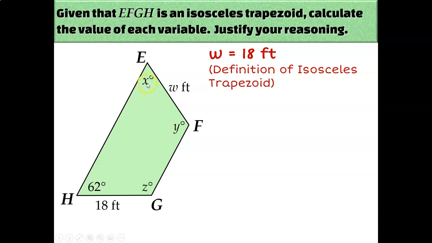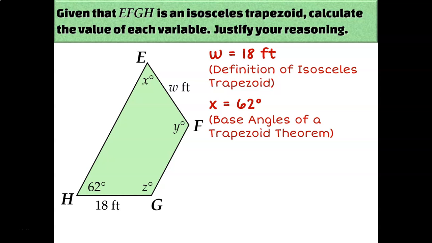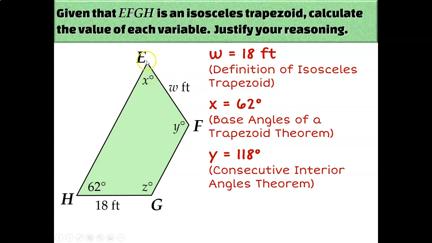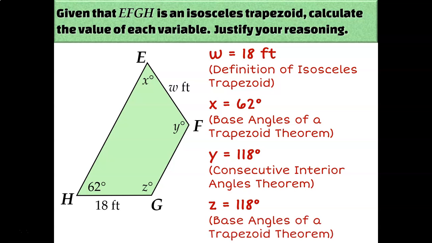The base angles are congruent to each other if it's isosceles, and the base angles are the ones that are both attached to the same base. So angle E and angle H are a pair of base angles because they're both attached to this parallel side, EH. And likewise, angle F and angle G are a pair of base angles because they're attached to the other base, the other parallel side. So I could say that X is equal to 62 degrees because of the base angles of a trapezoid theorem. I could then conclude that Y is 118 degrees because of the consecutive interior angles theorem. These two angles are consecutive interior angles, which means they have to add up to 180. And then I could conclude that Z is 118 because of the base angles of a trapezoid theorem.